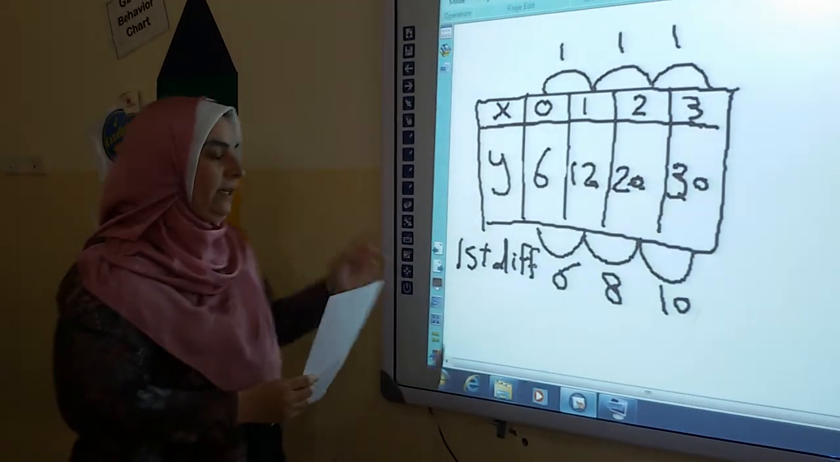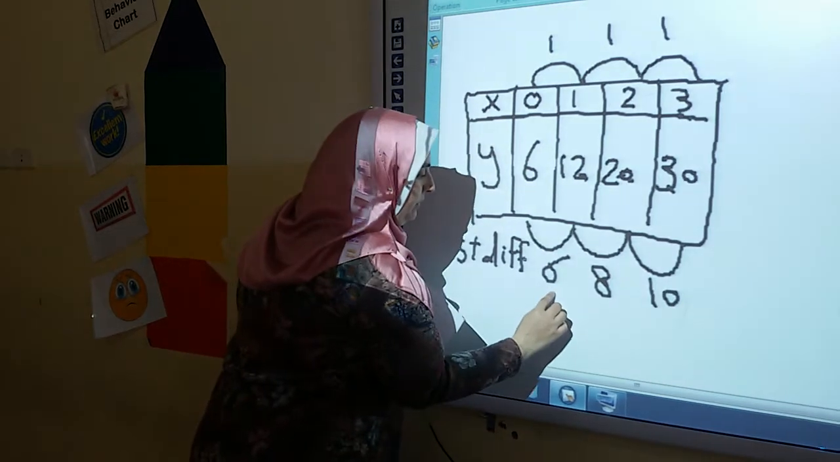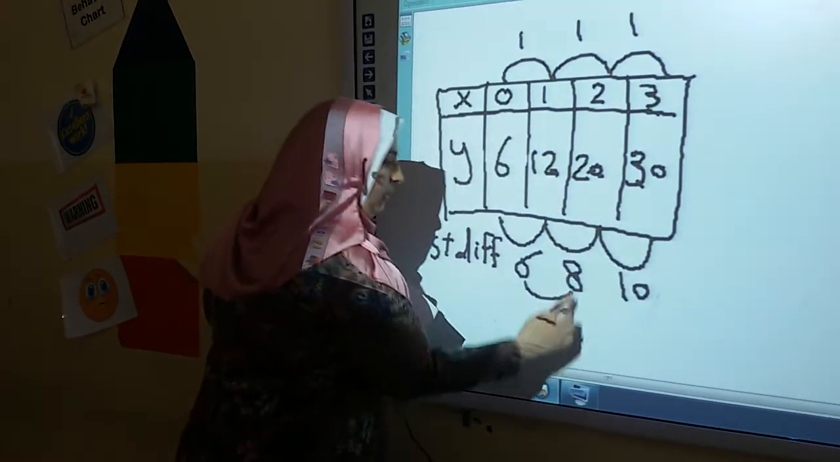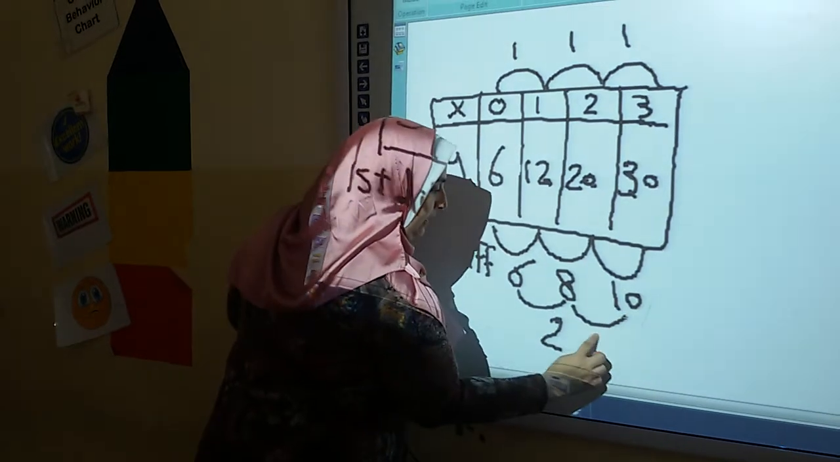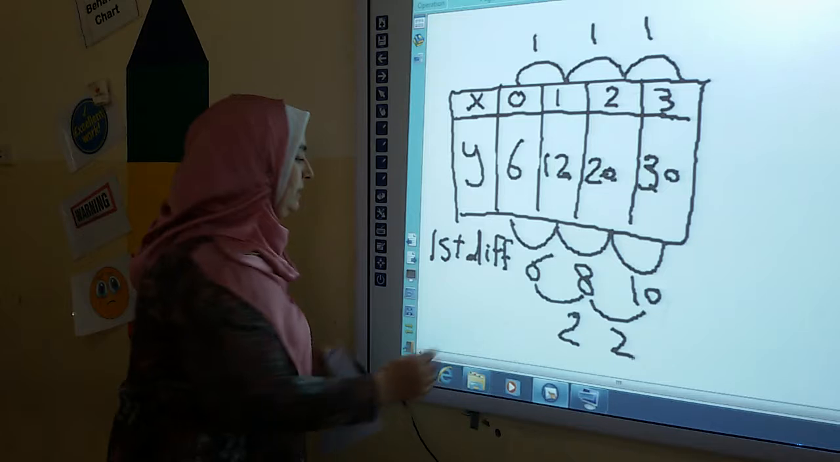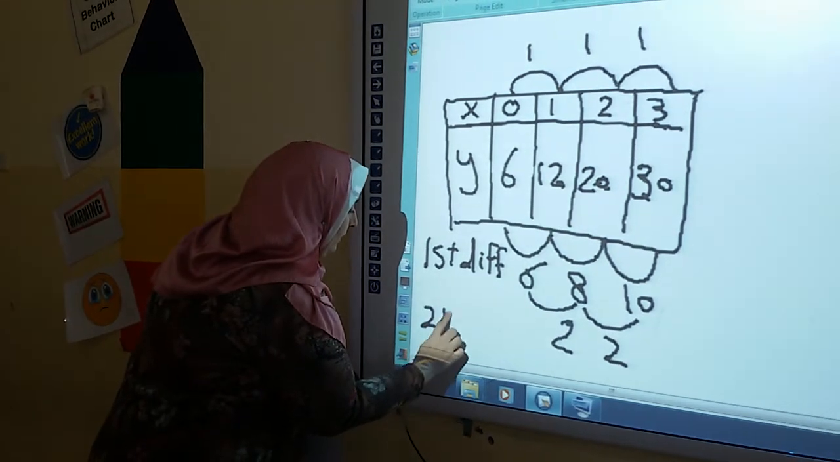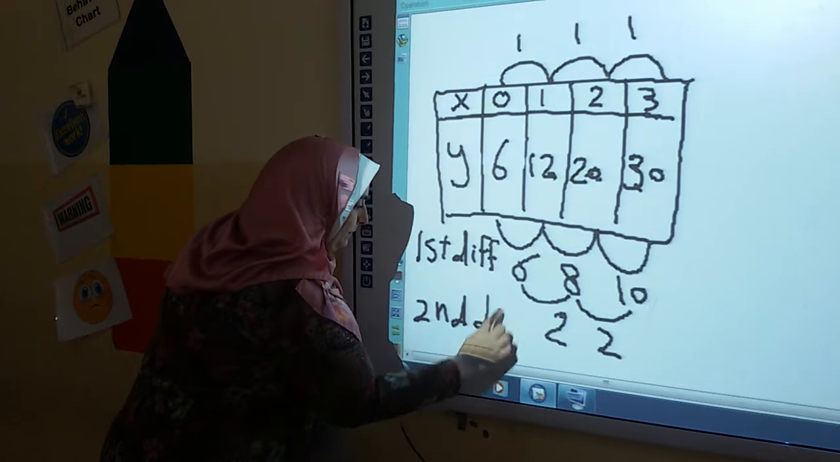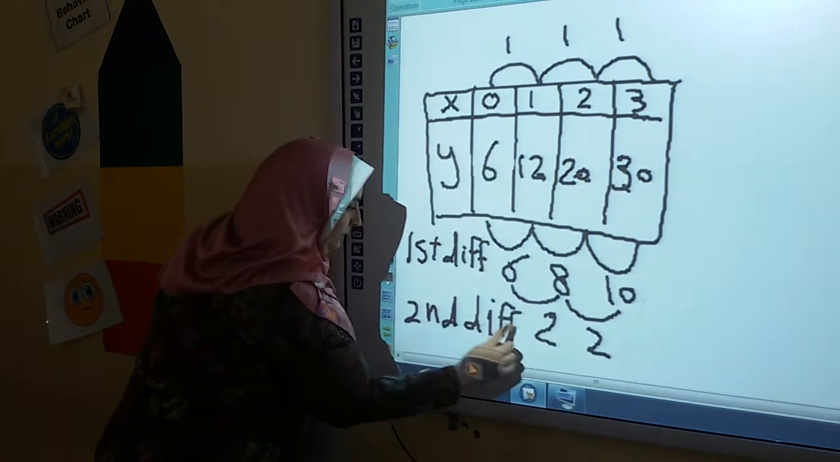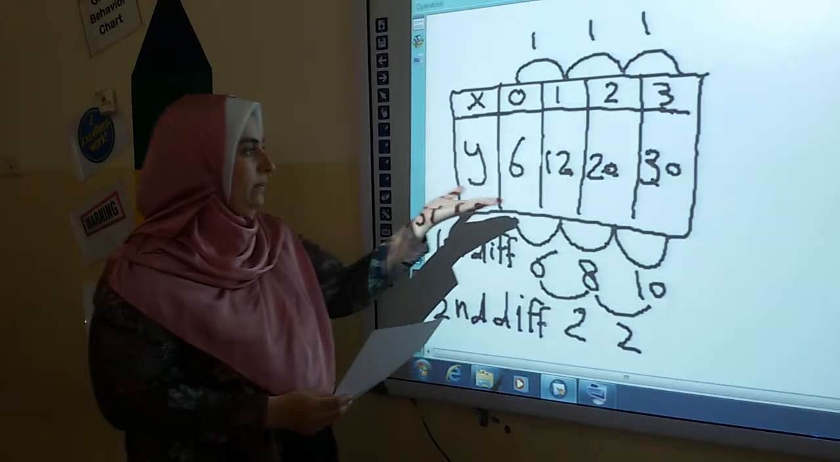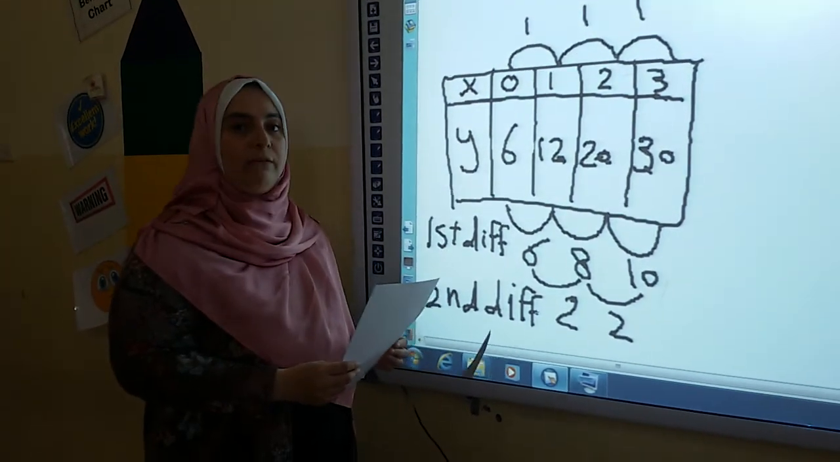Let's see the second difference. We're going to take the difference between 6 and 8, which is 2. 8 and 10 is 2. So I have here a constant difference in the second difference. For the second difference, I have a constant difference, so this is a quadratic function.